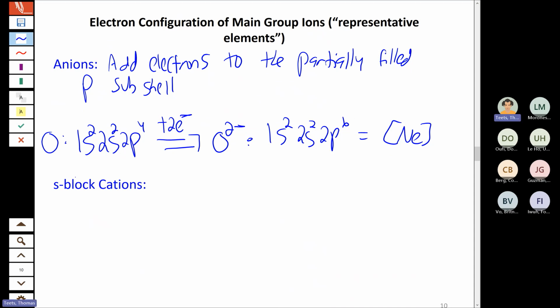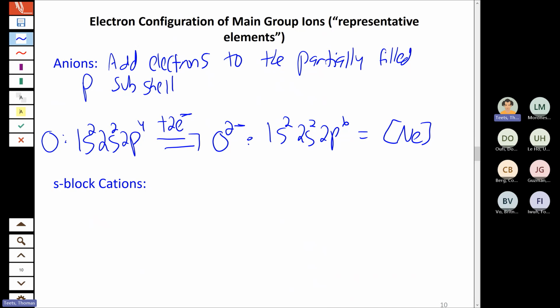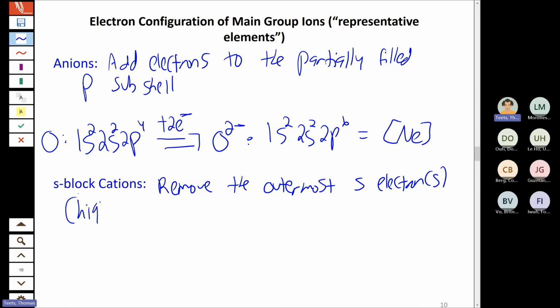When you're forming cations, again, we're going to mainly just talk about the main group cations in the first 2 columns of the periodic table. The rule is basically the last electrons that go in are the first ones that come out. So you just remove the valence electrons to do that. So when we form cations from the s block elements, the first 2 columns of the periodic table, you're going to remove the outermost s electron or electrons, 1 electron if it's group 1, 2 electrons if it's group 2. Again, those are the ones that have the highest principal quantum number.